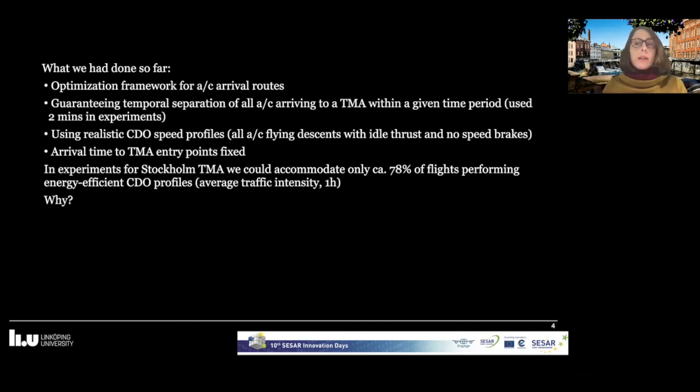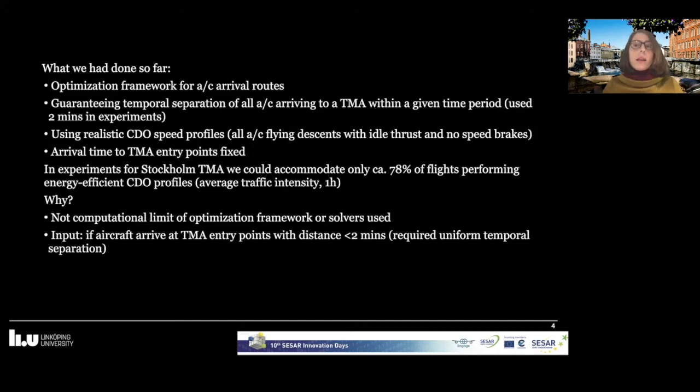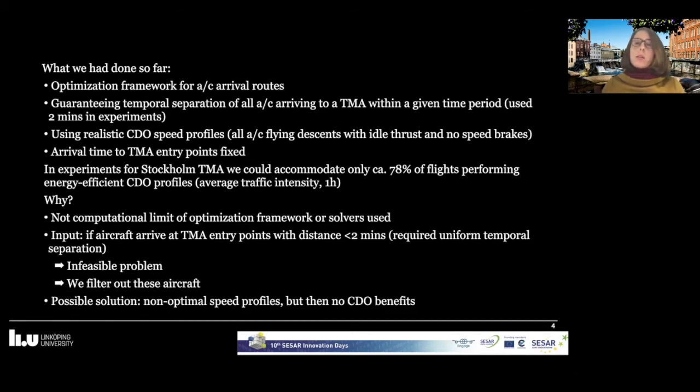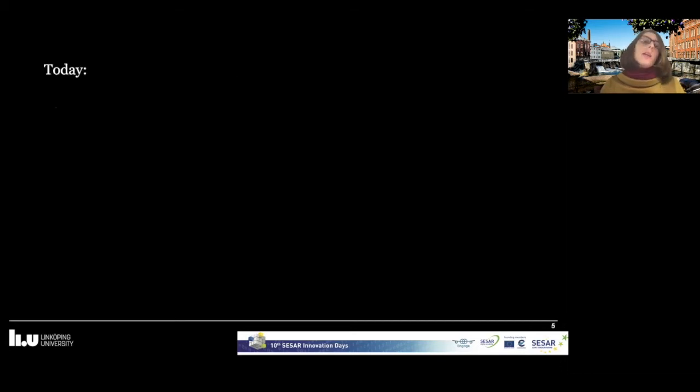So why is that? It's not because of some computational limit of our optimization framework or the solvers that we use, it's because of the input. Aircraft arrive to the TMA entry points with less temporal separation than those 2 minutes. So that directly makes the problem infeasible, and we had to filter them out. Of course, what we could have done is to allow non-optimal speed profiles, and then we also would lose several of those nice CDO benefits. So we suggest to do something else today.